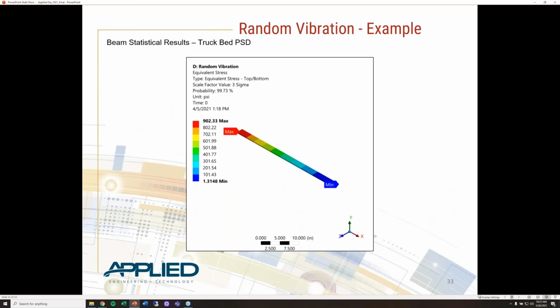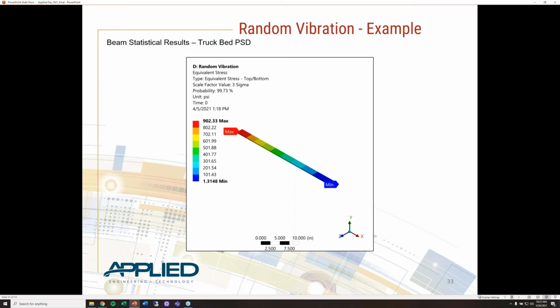So here's our random vibration analysis on that same beam. We used a 3 sigma scale factor, so we're at a 99.73% confidence interval, and our max stress is 902.33. So we have a statistical output in the stress contour here.